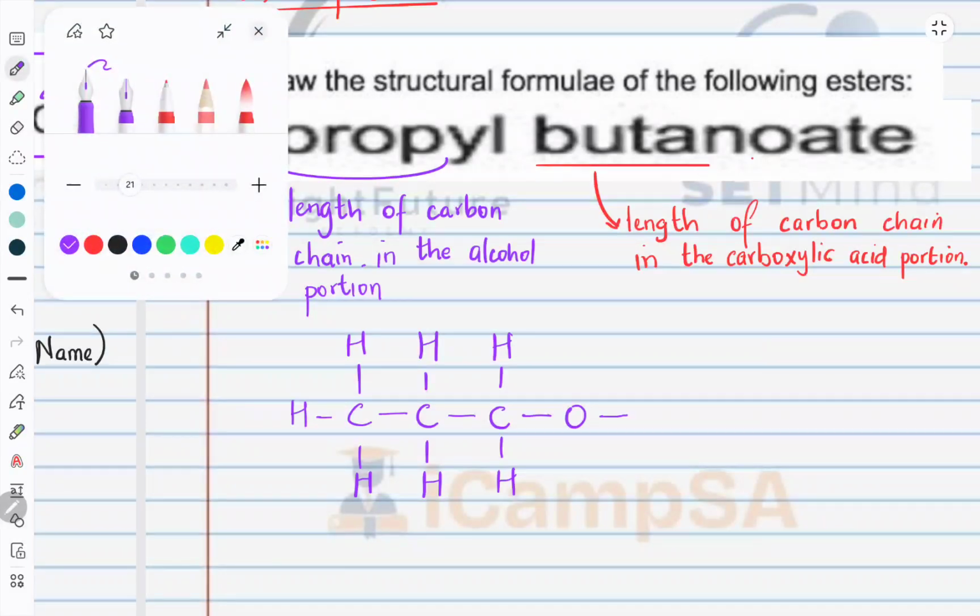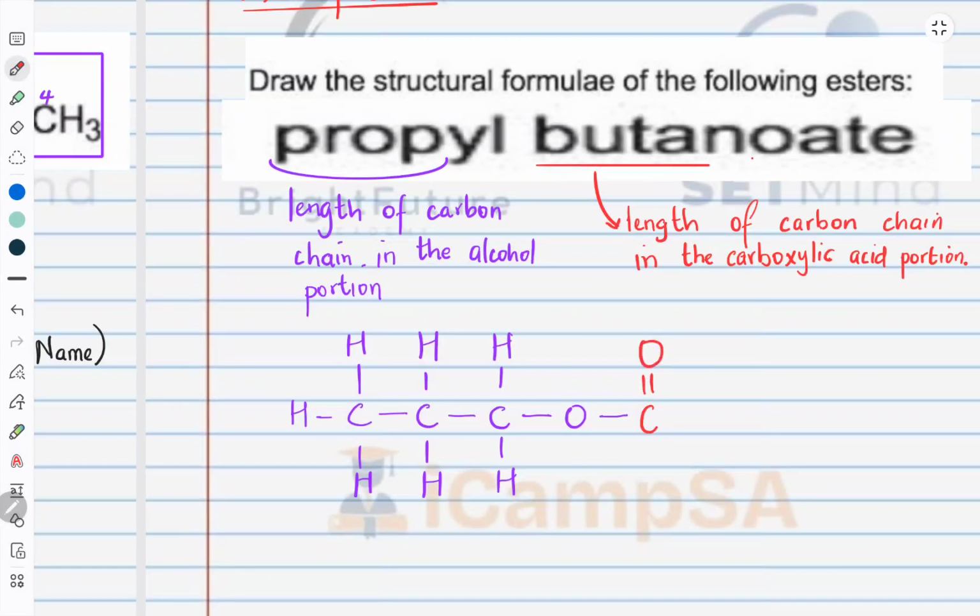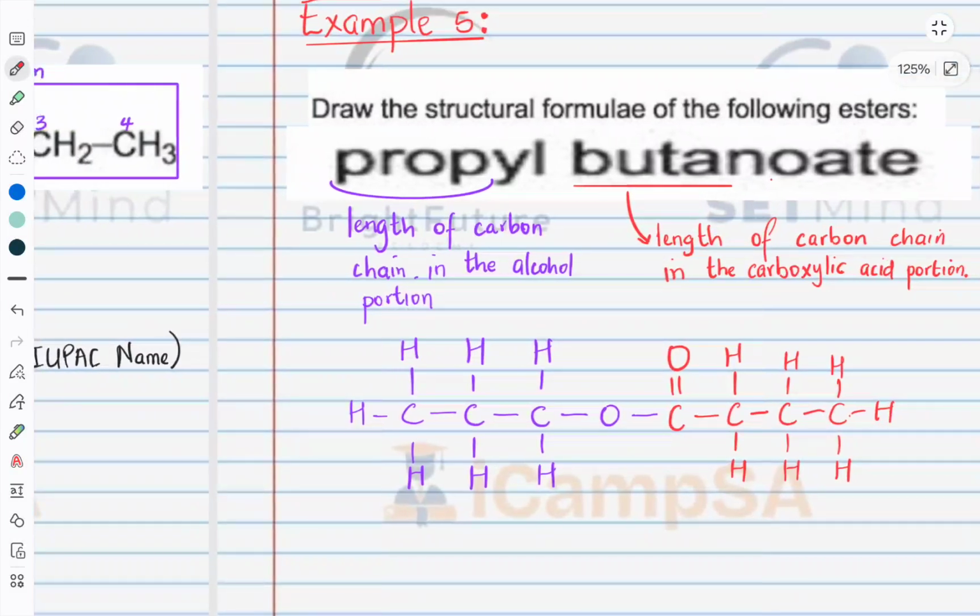Okay, so now let's put the carboxylic acid portion. So we'll have that C there. Then since they said it's butanoate, there are 3 more carbon atoms here: 1, 2, 3. So in total it's 1, 2, 3, 4. Then we can start putting in our hydrogen atoms. And that's this. All right, then that does it for our structural formula for this particular ester.